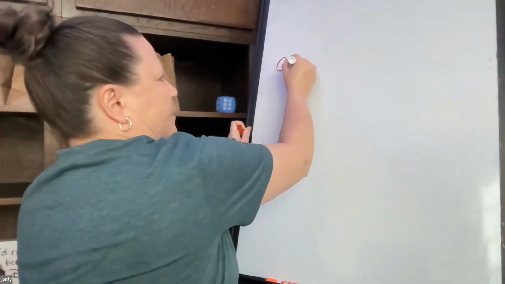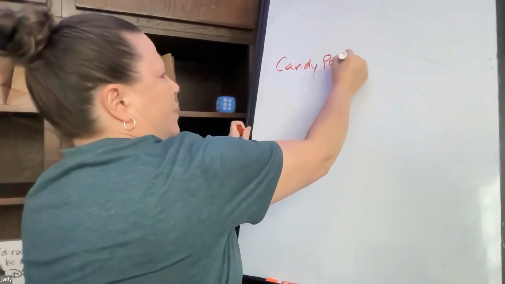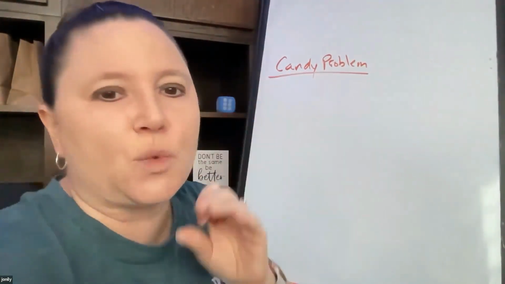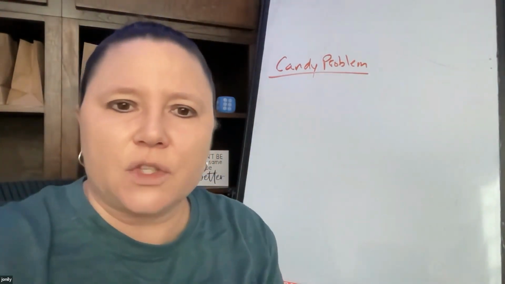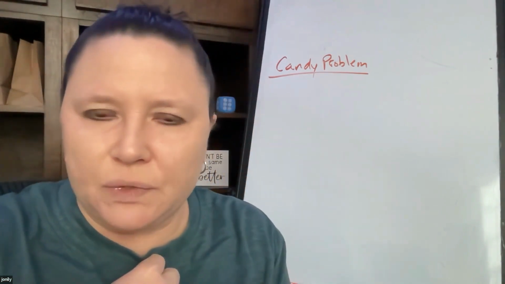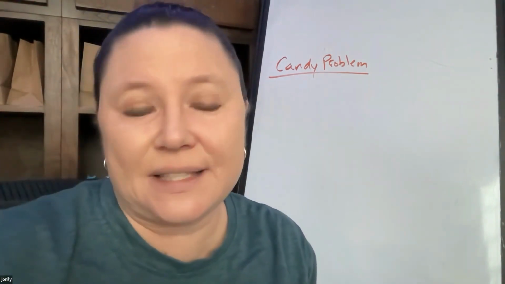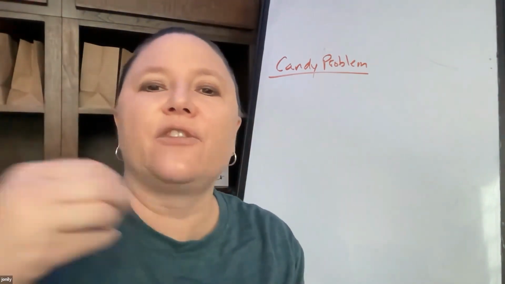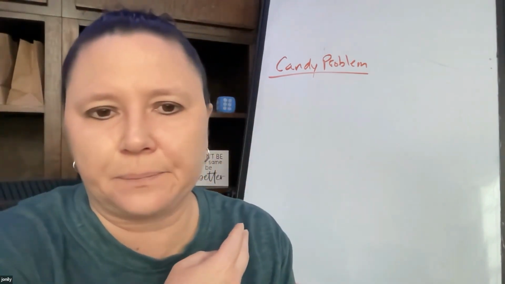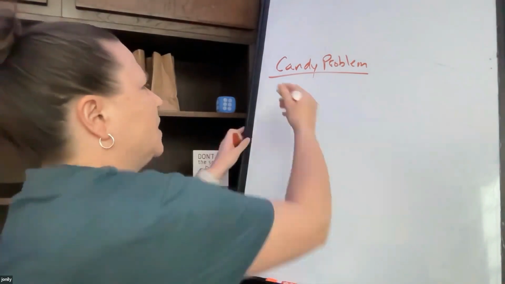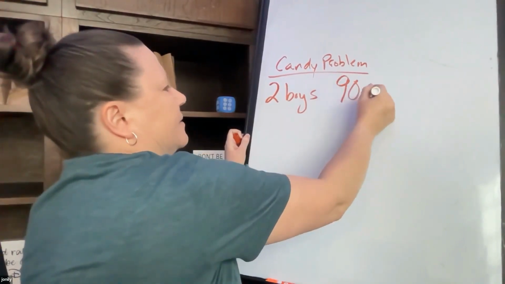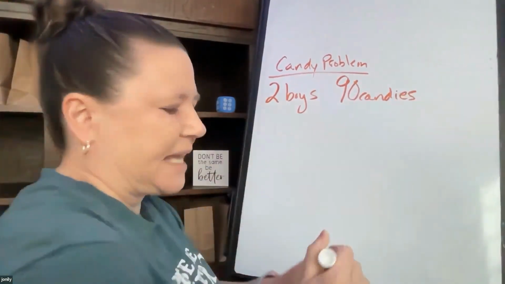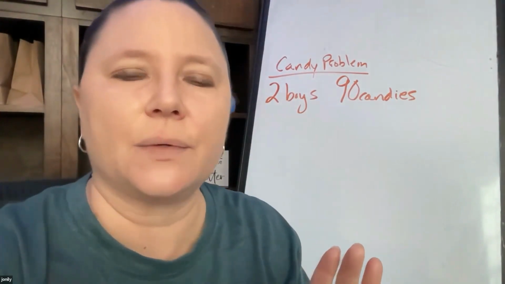So I'm going to write candy problem and I'm going to share with you the situation for the candy problem. And then we are going to talk about 4 deficits that we complain about in schools that we know our students have, and we are going to reverse those deficits with the candy problem. So here's the situation. 2 boys share 90 candies. That's it. That's all I'm going to tell you right now.